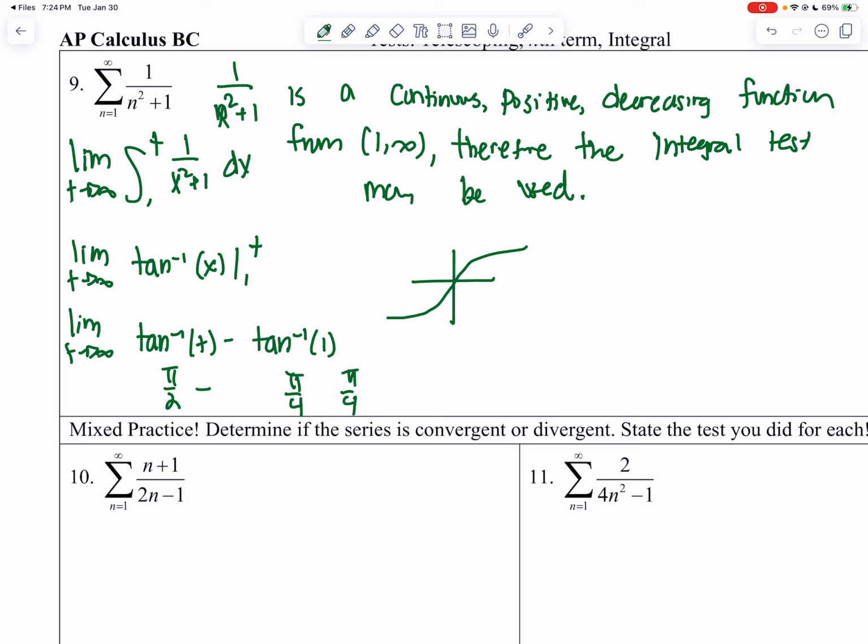Remember that pi over 4 does not tell me that the series converged to that number. This pi over 4 just tells me that, hey, I got an answer in terms of my integral. Because I have an answer for my integral, this tells me that my series right here will eventually converge to some number. What number? I don't know.